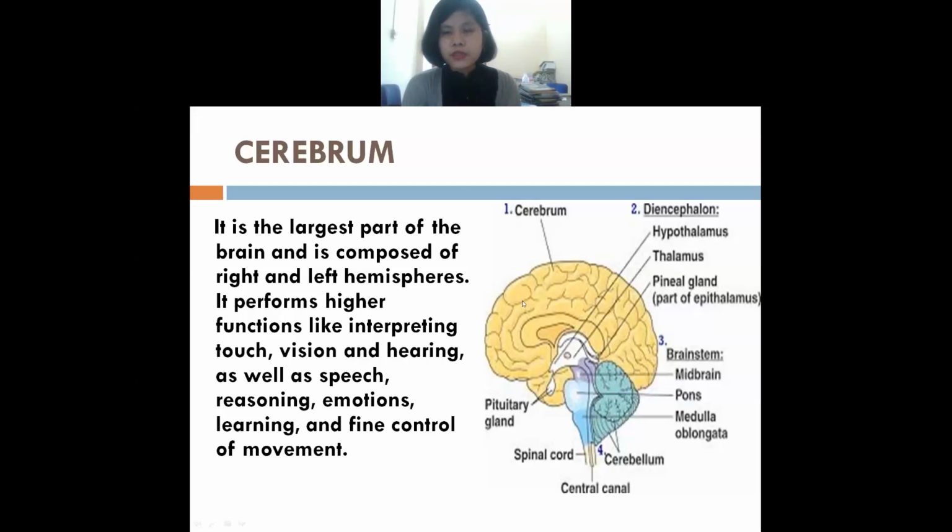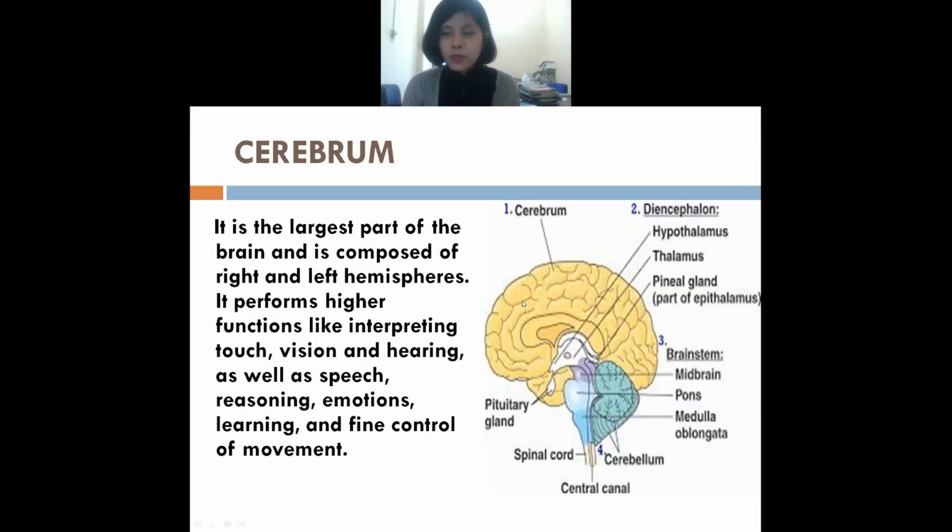So reasoning means what? Say for example, because of some reason, like a personal issue, you were not able to attend the class today. If the teacher asks you why you were absent or why you didn't attend the class, what will you say? You'll obviously say the reason. So who is helping you in that? The cerebrum is helping you in that.